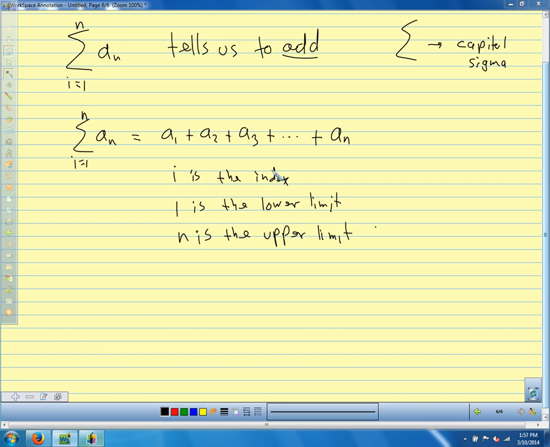So now we're just adding the terms of our sequence together. When we add the terms of our sequence together, we get what we call a series.